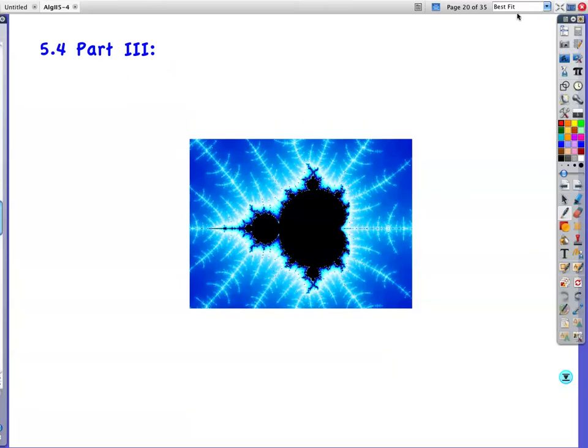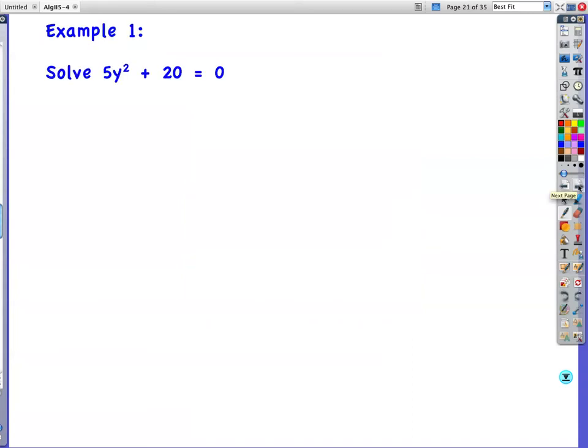Okay, still lesson 5.4, part 3. It just keeps going, doesn't it? All right. So, we're just going to jump into an example right here, right away.